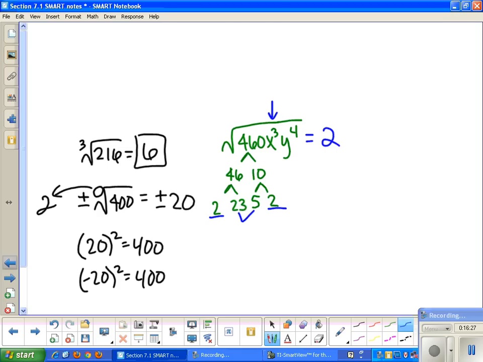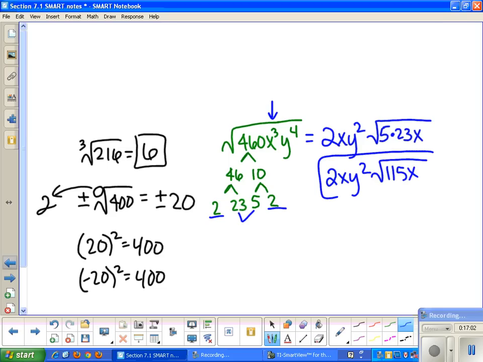So I have x to the third. My index is 2, so 3 divided by 2, how many times does it go in evenly? Once, with 1 left over. So this would be x. And then y, 4 divided by 2 would give me 2. So what's left underneath the radical? 5 times 23. And then we also have an x left over, so I just have to multiply that 5 times the 23. So 2xy squared times the square root of 115x would be my solution.